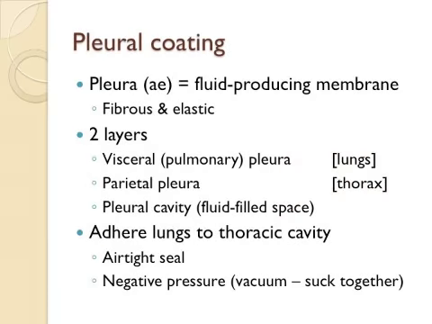Each lung is coated with a special lining called the pleural lining. Please note the spelling of pleural with an EU. There is a single pleura, or there are two or more pleurae. There are two layers to the pleural membranes. The visceral or pulmonary pleura cover the surface of the lungs themselves. The parietal pleura covers the inside of the rib cage.